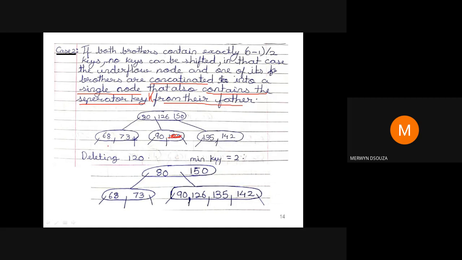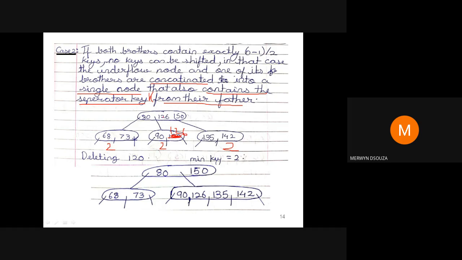Okay, all these nodes are having exactly 2 keys. All the siblings, the brothers. Here also there were 2 keys before I deleted 120. So I cannot apply case 1, because if I apply case 1, then one of its brothers will again go into underflow. So in that case, what I do, I take this 126 down.